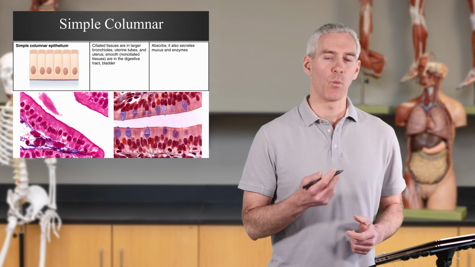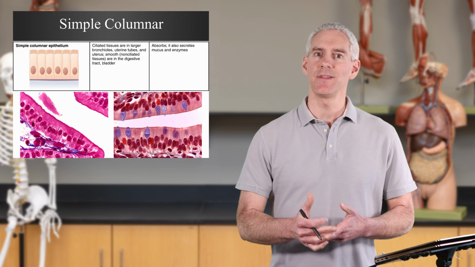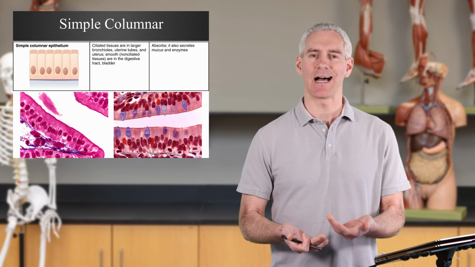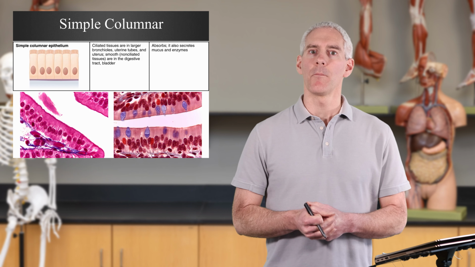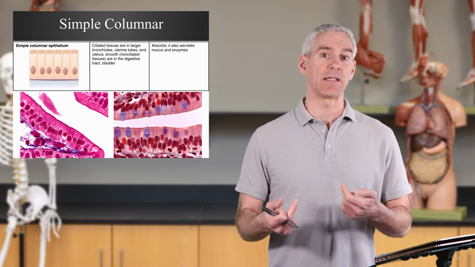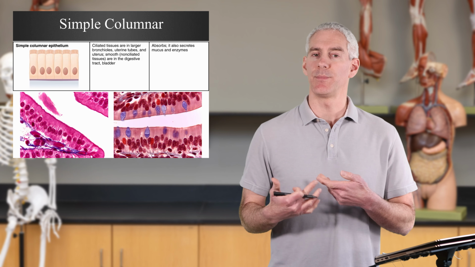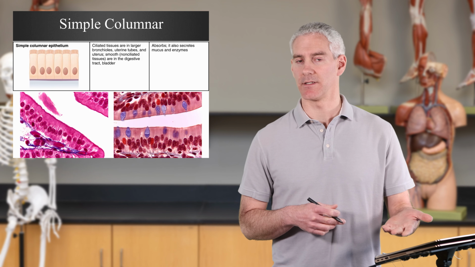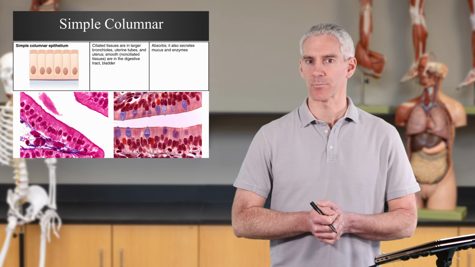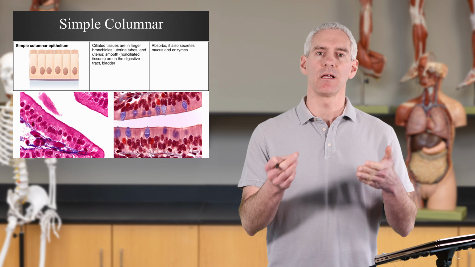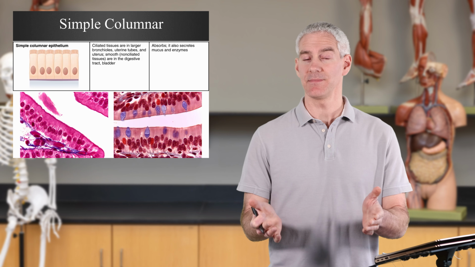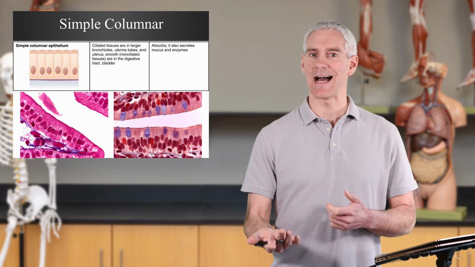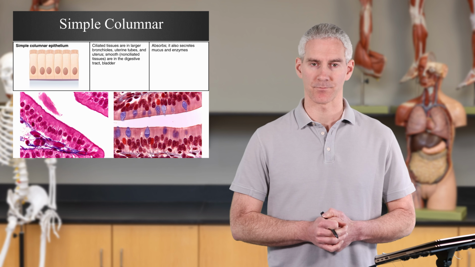Depending on where you find these, if you find the simple columnar in the digestive tract, they're non-ciliated. But if you find the simple columnar in the respiratory tract, they would be ciliated. So it depends on location whether they have cilia or don't. But regardless, they're still going to be simple columnar. Same name, just ciliated simple columnar or non-ciliated simple columnar.